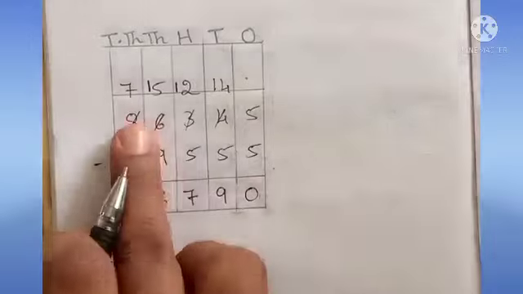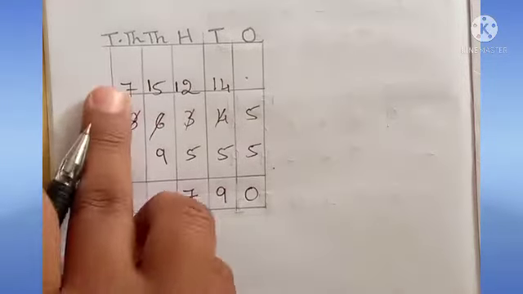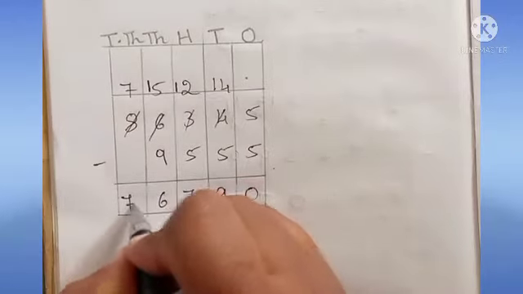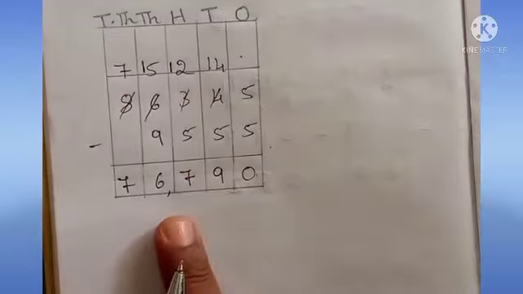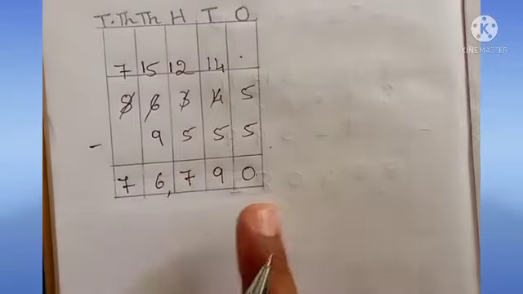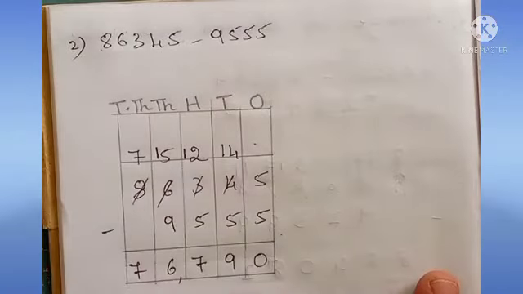7. So no numbers here, isn't it? So subtrahend no numbers. So directly write 7 here. So what will be the answer? What will be the difference? 76,790 is the difference we got from these questions. Okay. Next, third one.